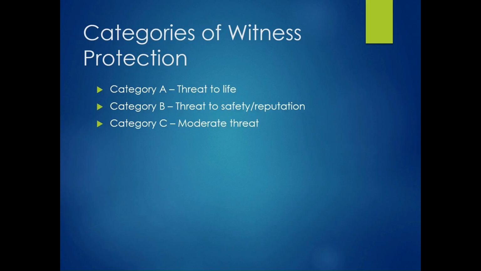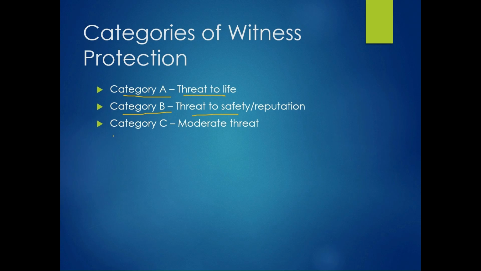Witness protection has different categories also, and mainly we have three categories here. First is called category A, where there is a threat to life. This would be when there are life threatening situations to the witness or family, where they require long term protection, often including relocation and even identity change. Category B would be a threat to safety, reputation, or even property, and here the protection is provided during the trial phase.